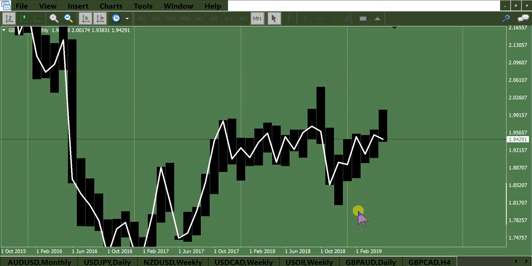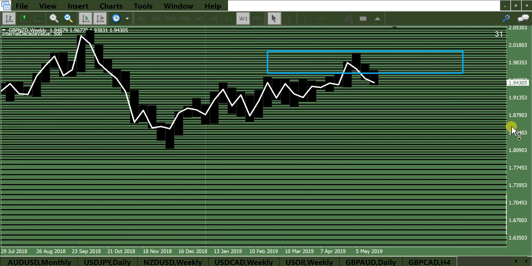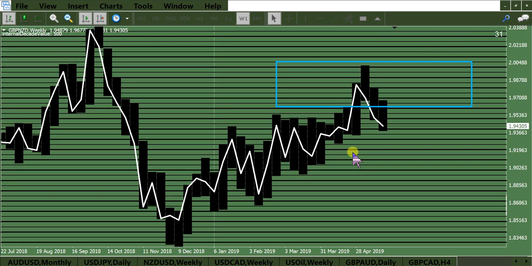Look at this, pips galore. Wow, look at that. Look at that trap. Oof. Who got trapped in that breakout? Ouch. They're all underwater.